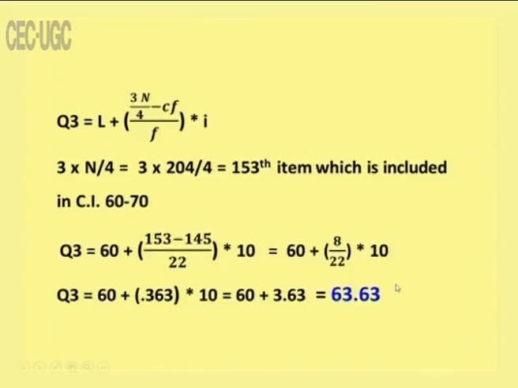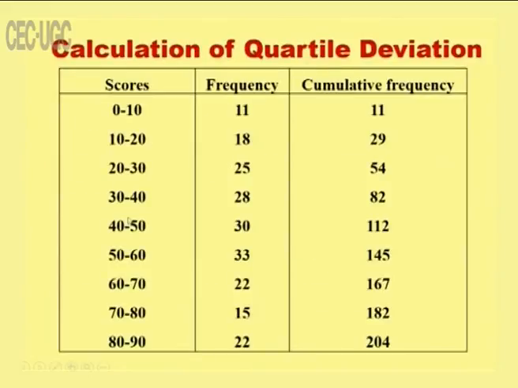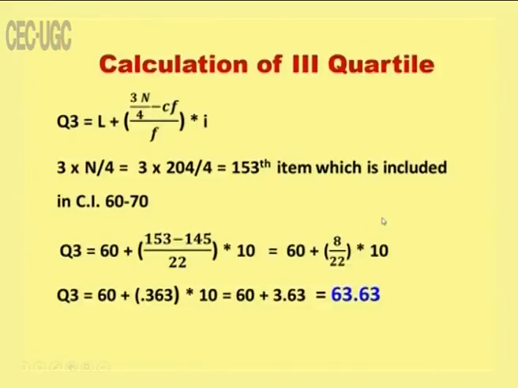Now, similarly, we have to calculate the third quartile. The formula is more or less the same, and here instead of n by 4, we have to put 3n by 4, and all other terms have a similar meaning. L is the lower point of the class which is having the third quartile, and Cf is the cumulative frequency of the class preceding the third quartile class interval. Here the 153rd item is included in 60 to 70, and therefore the third quartile is somewhere in this class interval. By applying the formula, we find that Q3 is equal to 63.63.